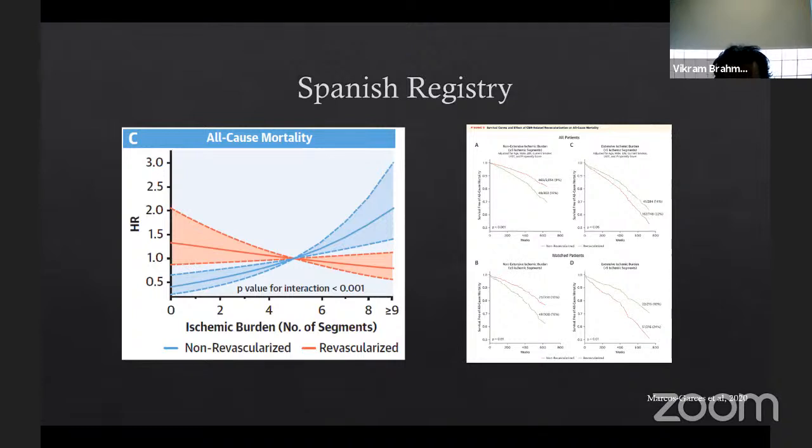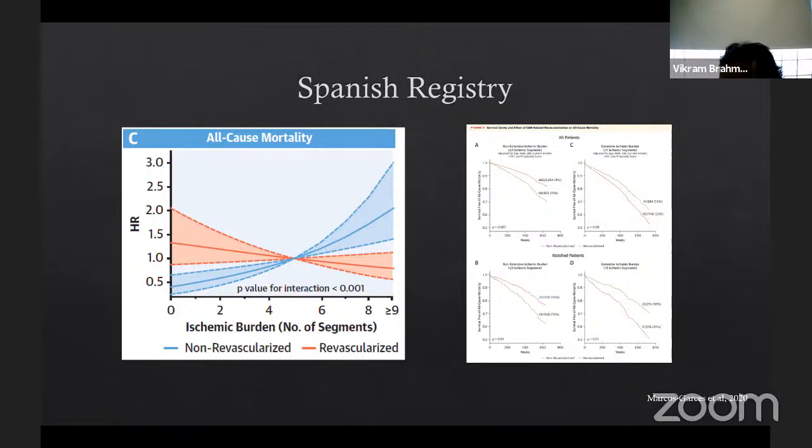And what they found is that all-cause mortality really increased with the extent of ischemic burden in the non-revascularized patients, while the opposite was noted with revascularization. And as you can see here on the graph, really the optimal ischemic burden to intervene is greater than 5 segments. So they had to have a marked perfusion defect to really benefit from revascularization.